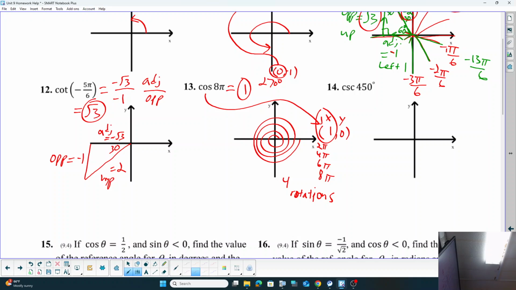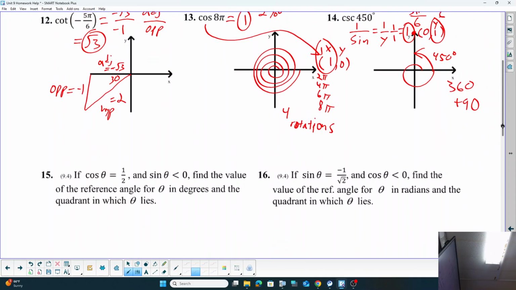So how do we do cosecant? 450. So all the way around is 360 plus another 90, which is 450. So this is 450 degrees right here, and that's going to be 0, up 1. And cosecant is 1 over sine, which is the same as 1 over y. That's our y value. So 1 over 1 equals 1. Answer 14 is 1.